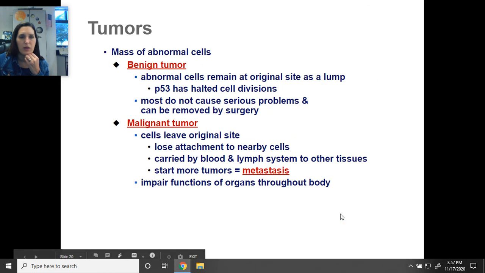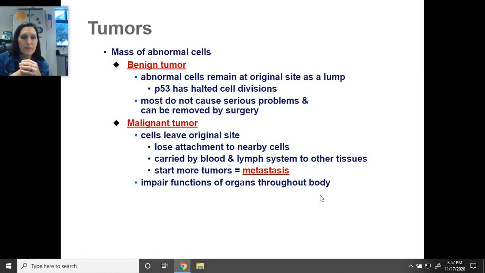Okay, something else we talked about in class today, if a tumor is benign or malignant. A benign tumor is abnormal cells that remain at the original site as a lump. The P53 has halted cell division, and most do not cause serious problems and can be removed by surgery. So remember also we talked about a benign tumor, where it happens is a problem too. If it happens in the brain or lungs or heart, it can become a problem. But in just the breast or on your arm, it's just a lump. And if it's not doing anything, it's okay.